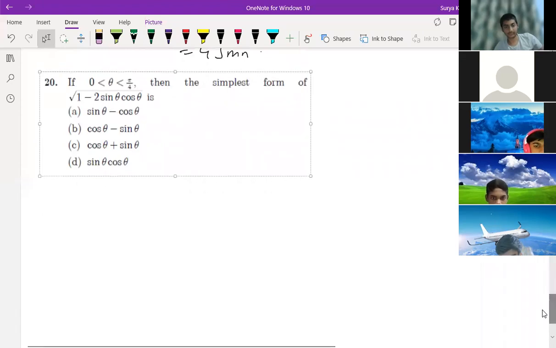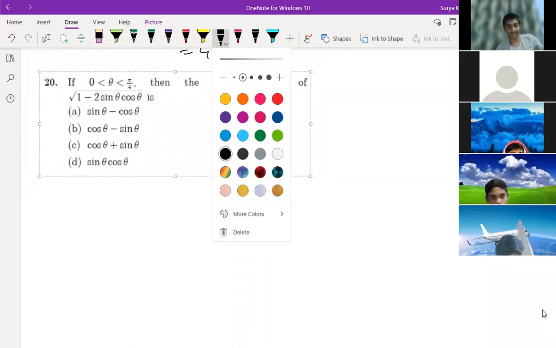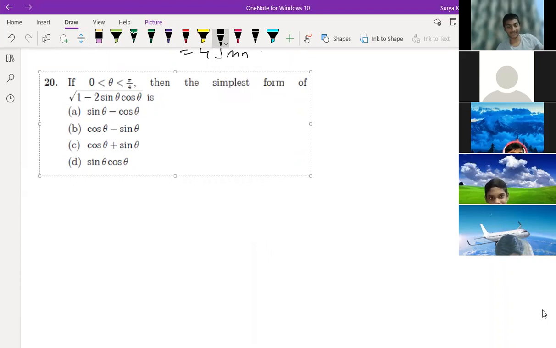0 and pi by 4. Javian, what are you doing today? Full silent. Sine theta minus cos theta. You're just guessing. Harshan, are you solving or telling? Sir, I solved this. Solved already. Yes, sir. When? Right now? Yes, sir. Tell how you have done. 1 minus 2 sin theta cos theta.